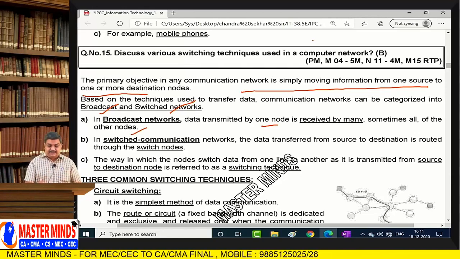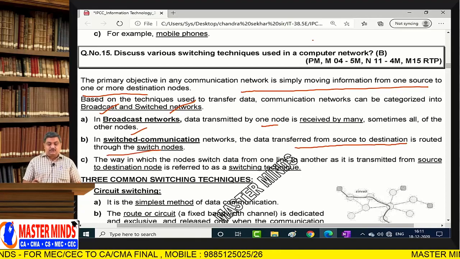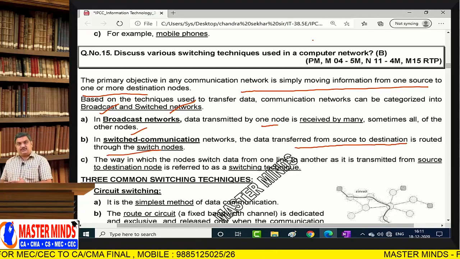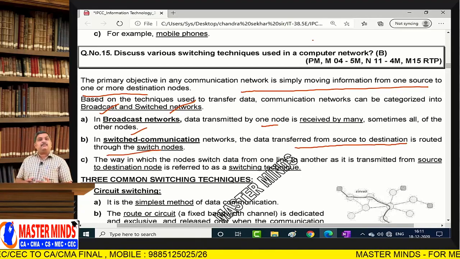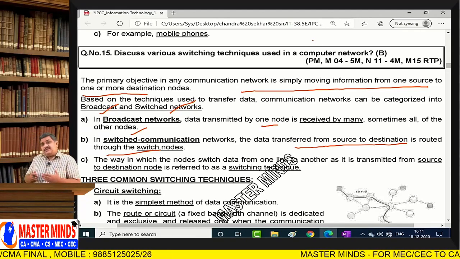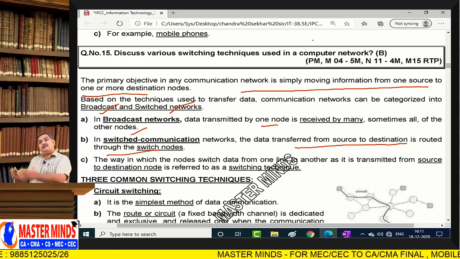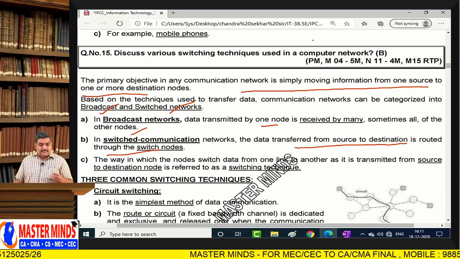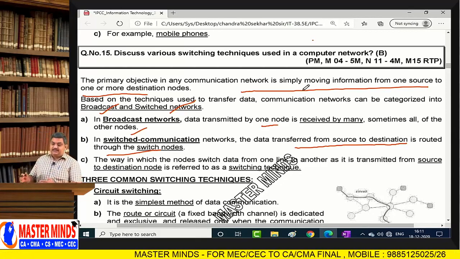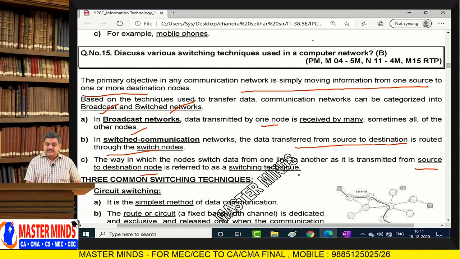In switched communication, the data transferred from one source to destination is routed through switched nodes. See, in switching communication, what happens? It is not broadcasted. Only the information is delivered to the receiver. And there are different modes of delivering your data to the receiver. That is what we need to understand. The way in which the nodes switch data from one link to another as it is transmitted from source to destination node is referred to as switching technique.